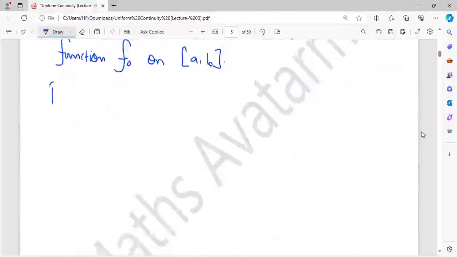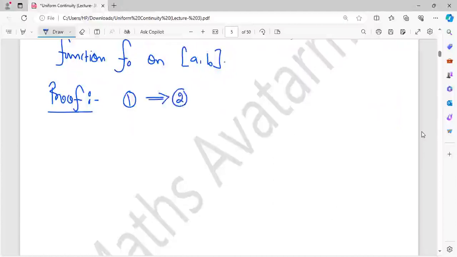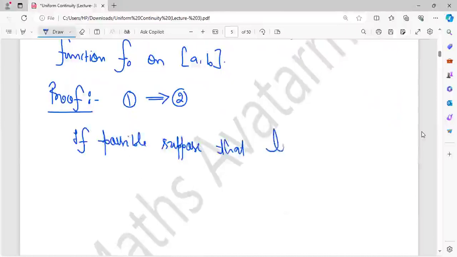So first, we are going to prove that 1 implies 2. Okay. So we are assuming that, if possible, suppose that limit x tends to a plus of f(x) does not exist.